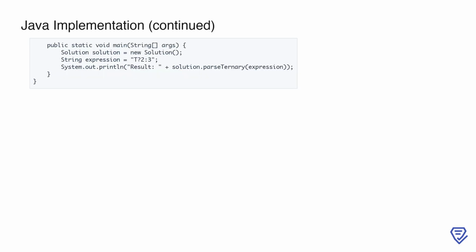Now, in the main method, we create an instance of the solution class to test our implementation. We define a sample ternary expression, T?2:3, and pass it to the parseTernary method. The result is then printed to the console. For this example, since the condition is true, the method evaluates to 2 and outputs it. This main method allows us to verify that our solution works as expected for a simple input. You can test other expressions as well by modifying the expression variable. This setup demonstrates how to use the parseTernary method in a real-world scenario.